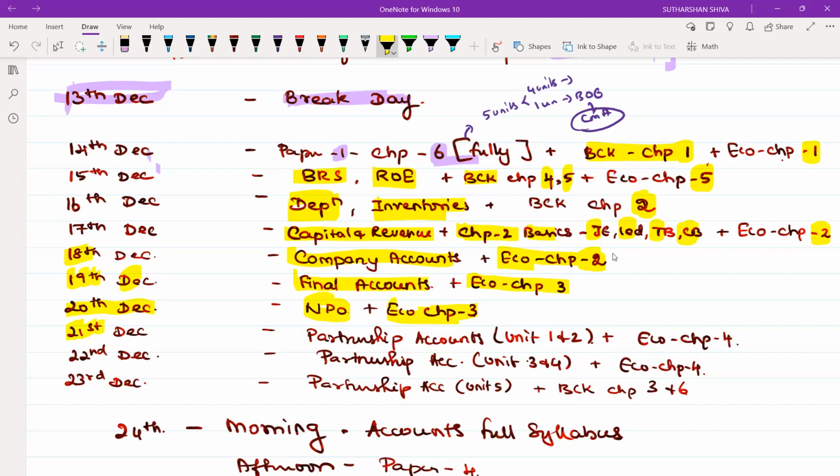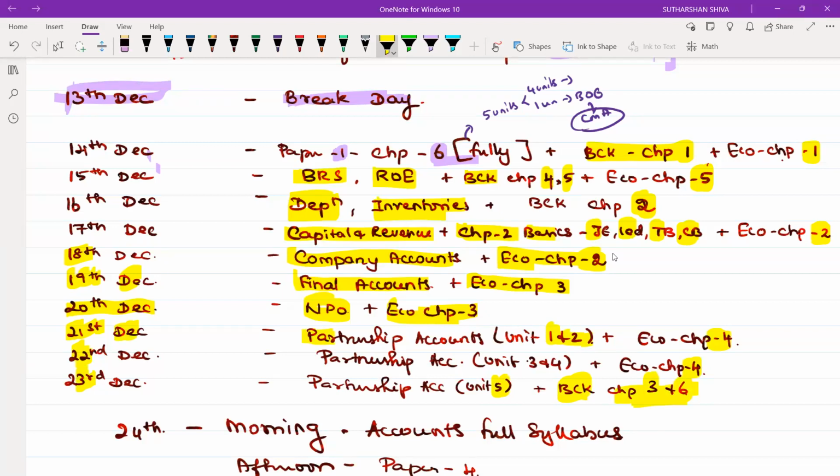Then on 21st December, starting with partnership accounts, we are giving 3 solid days because it's the lengthiest chapter, Unit 1 and 2. Along with this, we'll give equal weightage, more preference, to economics chapter 4. On 22nd December, we'll focus on economics chapter 4. On 23rd December, Unit 5 alone we will focus on. Along with BCK, we are left with chapter 3 and chapter 6. We will complete this first.